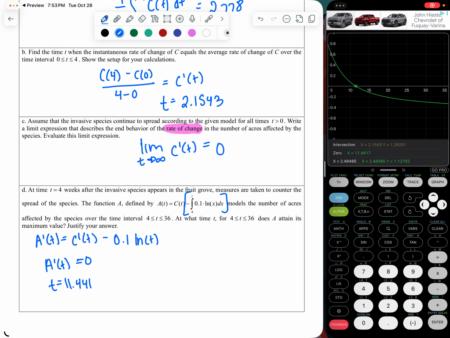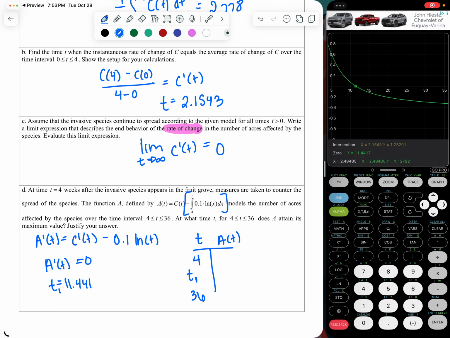Now, because we're trying to find the maximum value, remember that you need to look at your endpoints and your critical point, in this case, 11.441. So whenever I'm making my table here, I'm going to do t, I'm going to do A of t. This is going to be 4 and 36, aka my endpoints. And then if you want to label this as T1, then this can also be T1, as long as I know that this label represents 11.441.